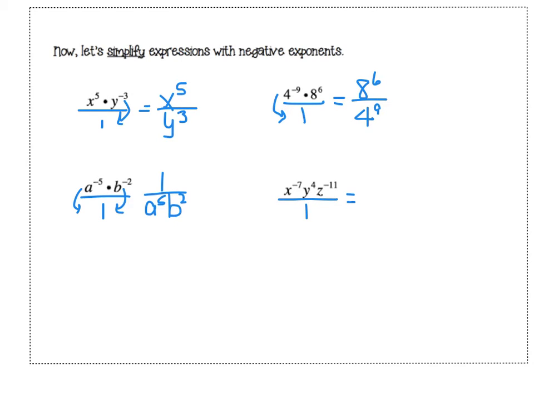First thing is I'm going to write it over 1 to think of it as a fraction. X to the negative 7 cannot stay like that, so we're going to move it down to the denominator, and we're going to change our negative 7 into a positive 7. Y to the 4th power is already positive, so that can stay on top. And z to the negative 11th power has to get moved into the denominator and given a positive exponent.